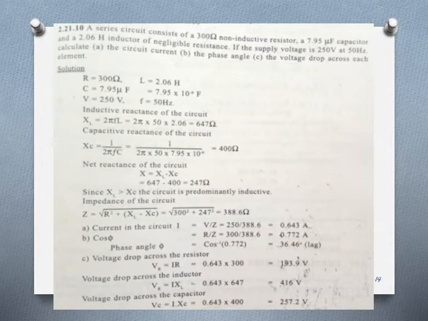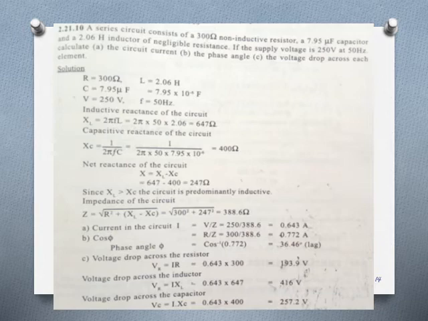So what will be the net reactance of the circuit? XL minus XC, because XL has the higher magnitude. So higher magnitude minus lower magnitude, XL minus XC. So you get the net reactance, that will be 247 ohm. Now you have to find out the circuit current. In order to get the circuit current, you should find the total impedance. So the total impedance Z will be square root of R square plus XL minus XC the whole square. There is a square. So you get it as root of 300 square plus 247 square. So you get 388.6 ohm.